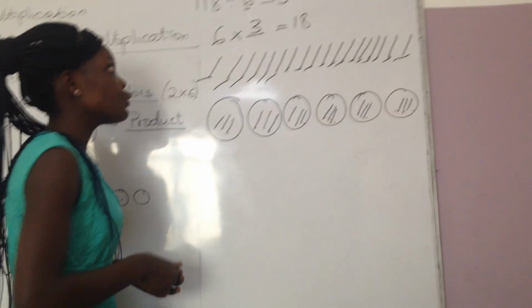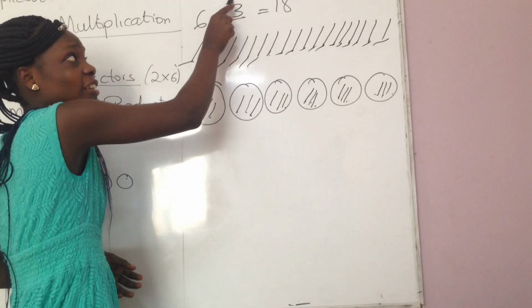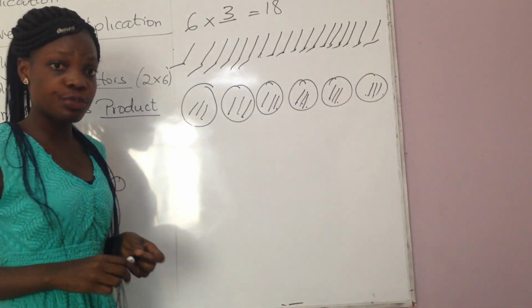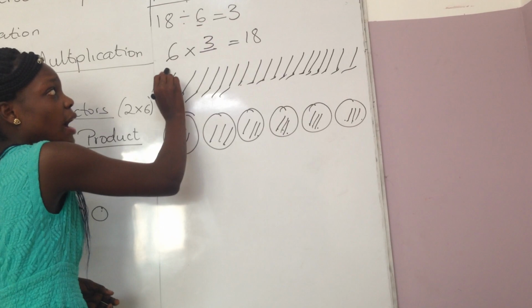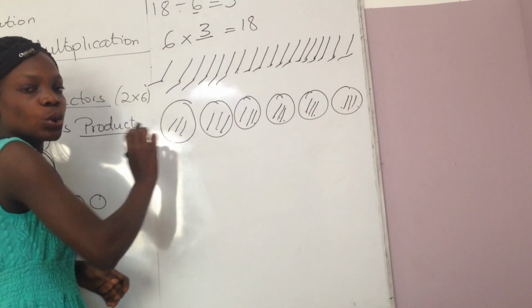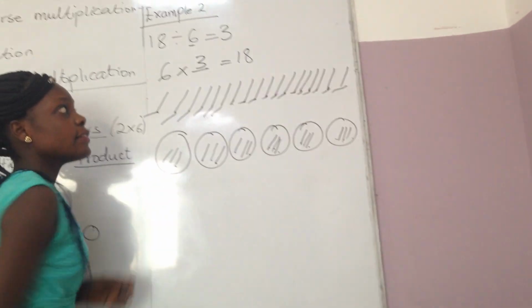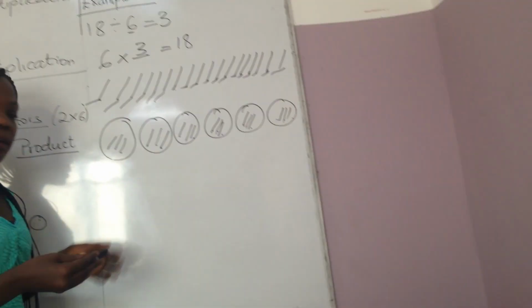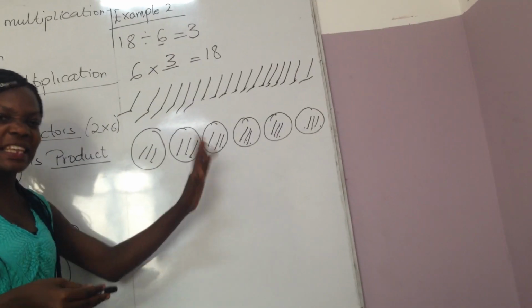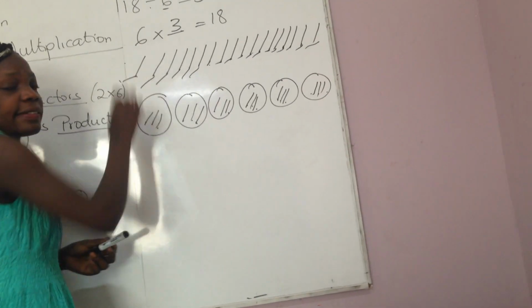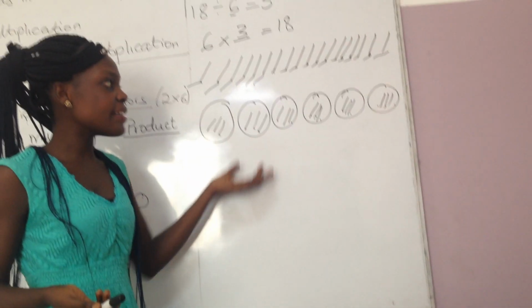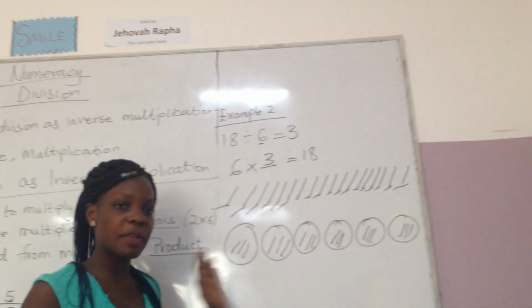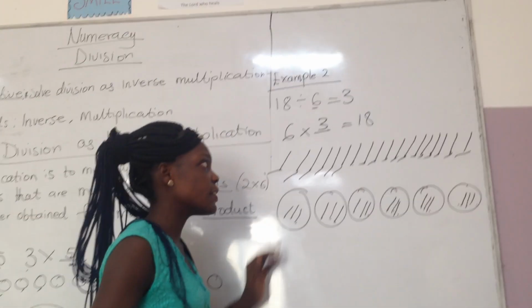The same procedure applies to this one too. 18 divided by 6 equals you don't know. So 6 will come first, times the unknown answer, equal to 18. Always count the big number and then share it among the small number, and the number each person gets will be your answer.